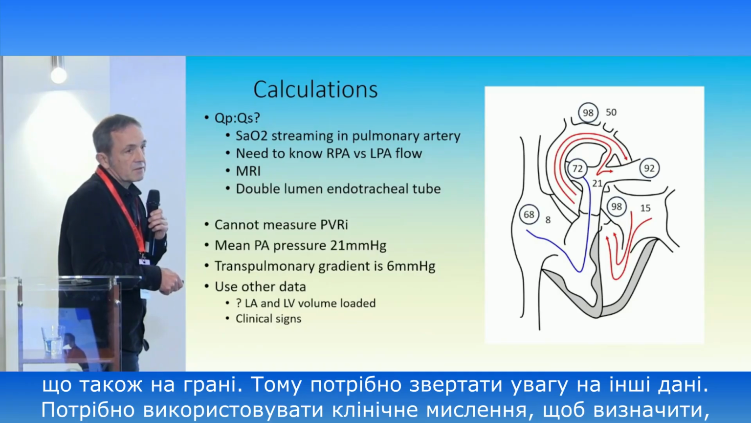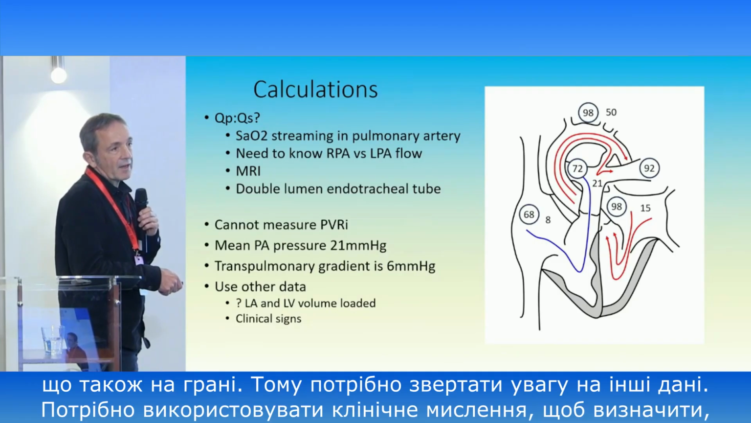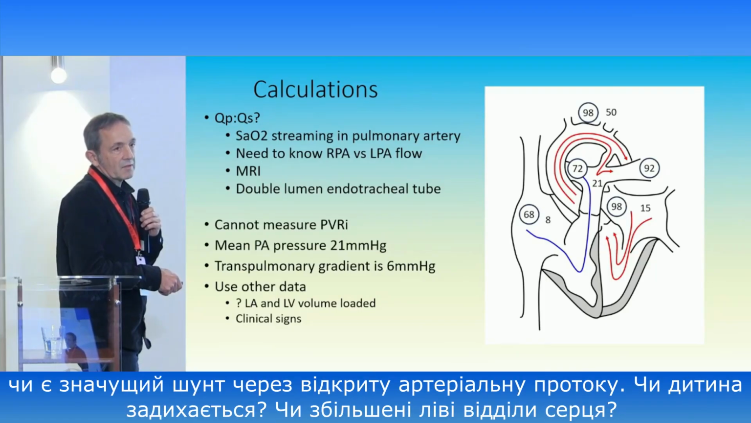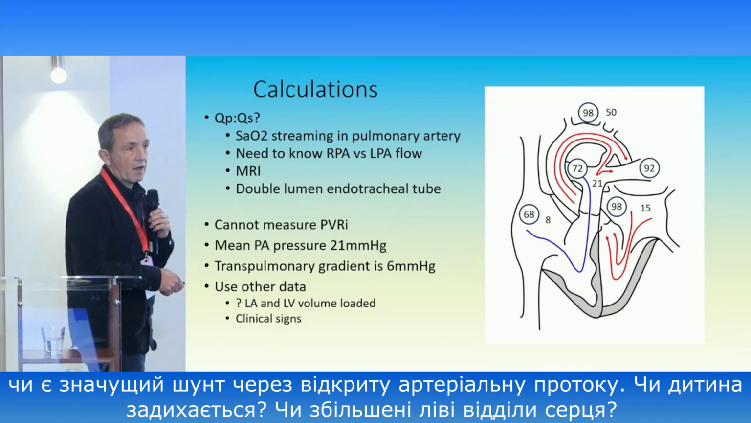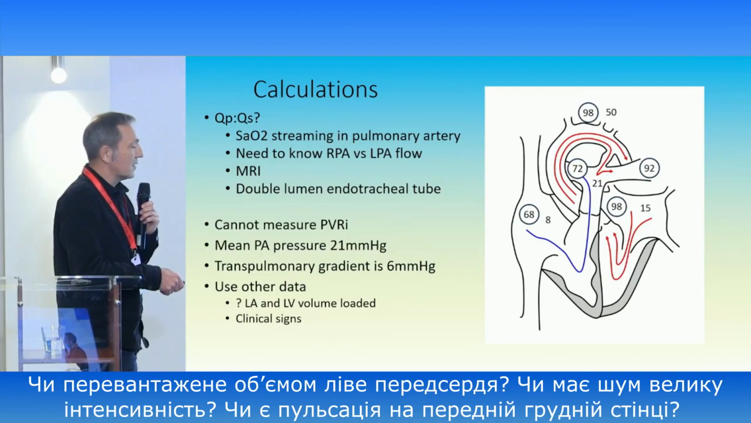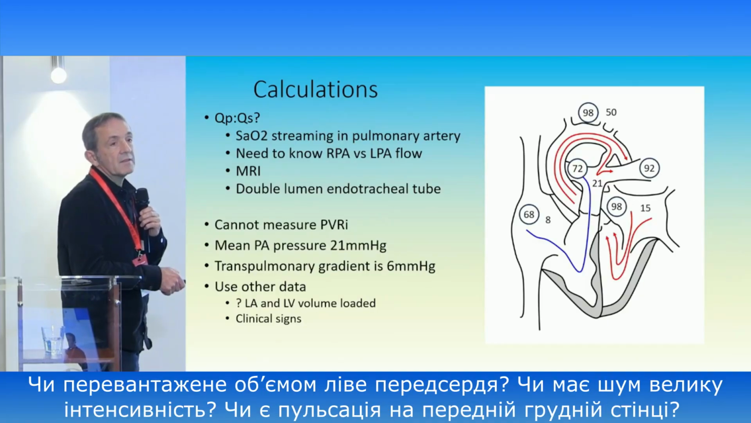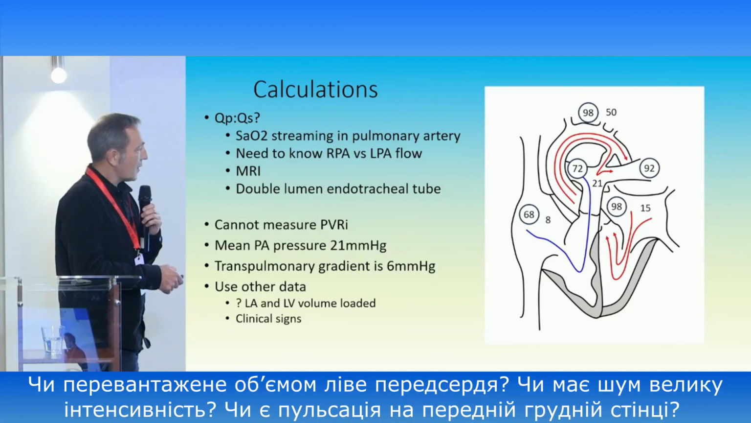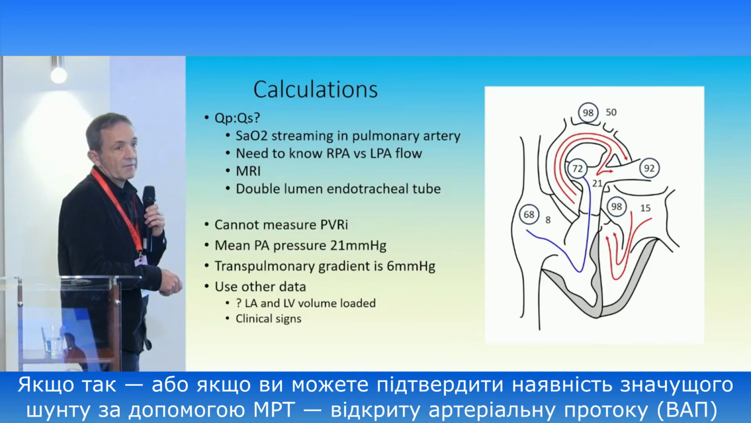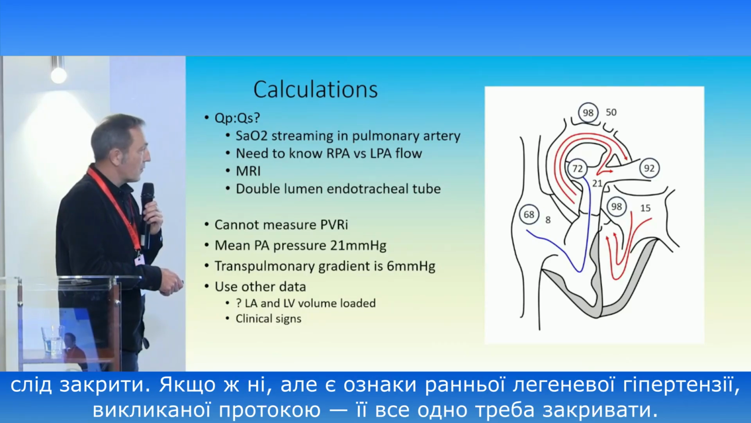You have to use your clinical skills to decide whether there's a significant shunt through the duct. Is the child breathless? Is the left heart big? Is the left atrium volume loaded? Is the murmur loud? Is there a heave? And if you think that there's a significant shunt, or you could do an MRI and measure a significant shunt, then the PDA needs closing. If not, then the child probably has an element of early pulmonary hypertension from the duct, and you would still close it.